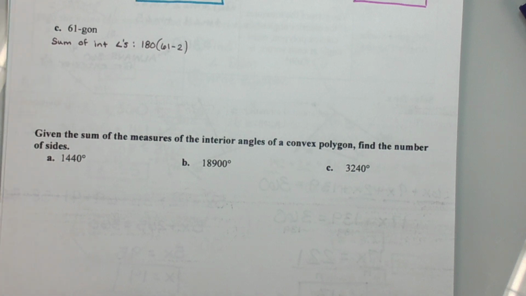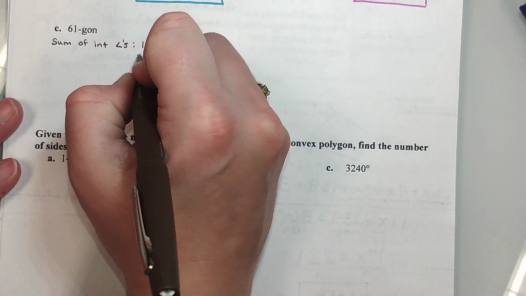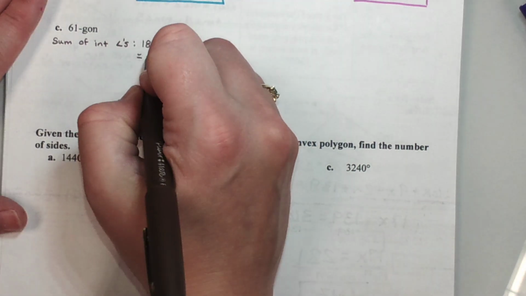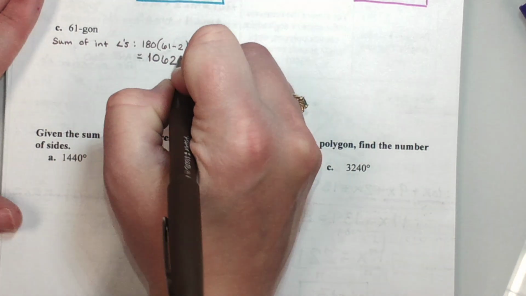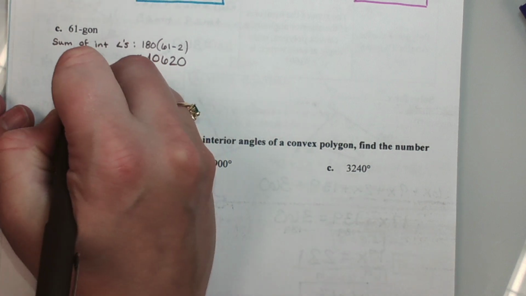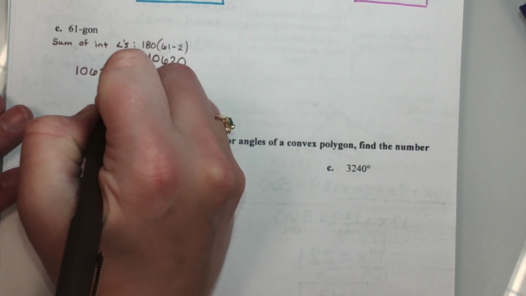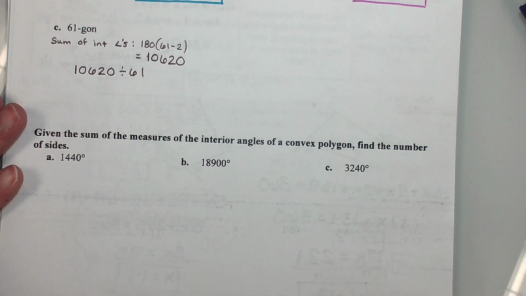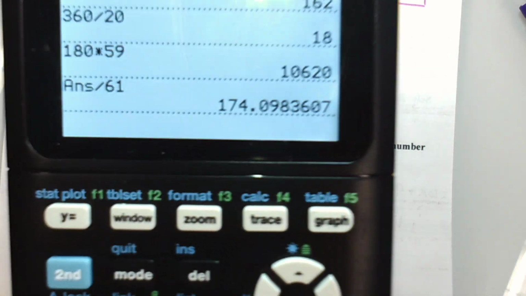Cam, what do you end up with? What is the sum of the interior angles of a 61-gon? 10,600. Beautiful. Ava, what do we do with that now? You divide it by the number of sides. How many sides are there? 61. Now notice it's not gonna round nicely every time.